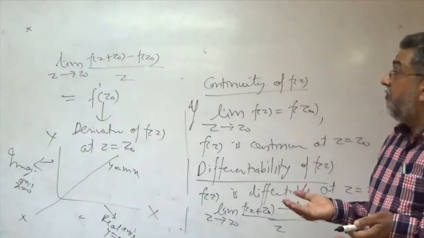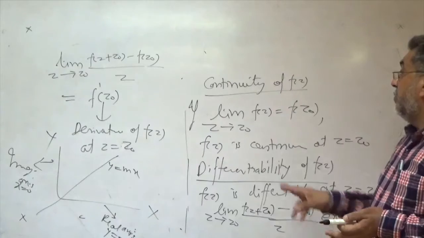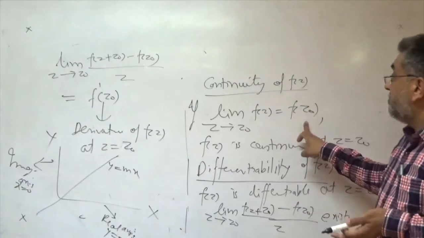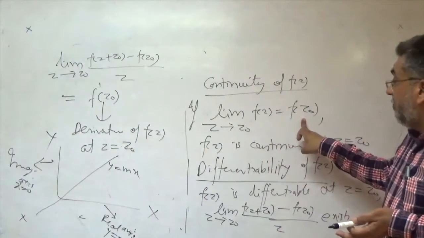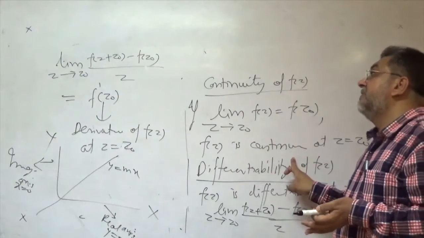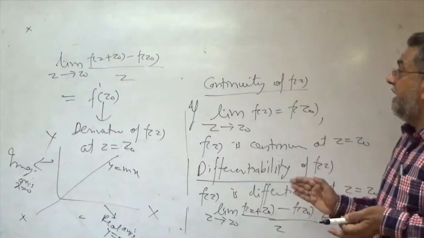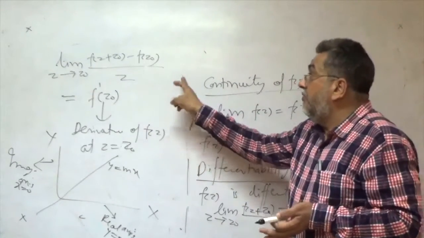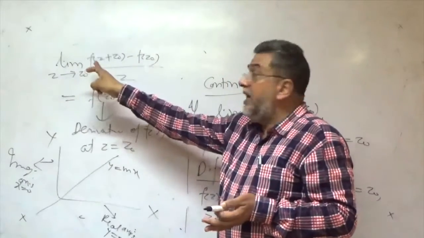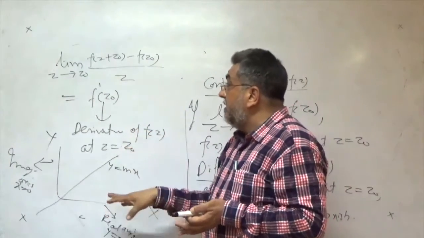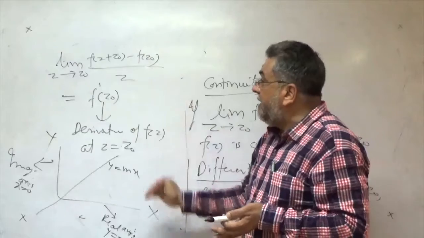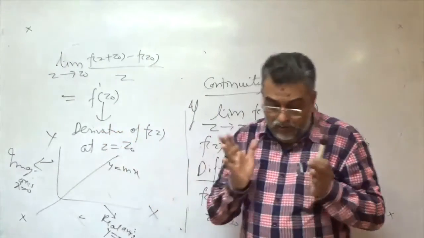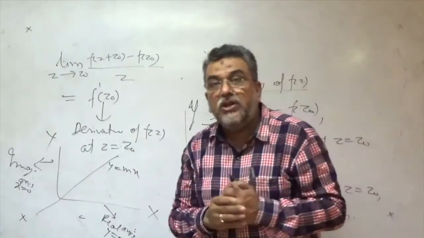If the limit of the function exists, then we can go for the existence of continuity. What is the value of the function? If this limit is equal to the value of the function, then the function is continuous. If the function is continuous, then we can go further to differentiability. Now we calculate this limit. If this limit exists, again existence means it is independent of path, then the function is differentiable. Now, this is just your introduction.